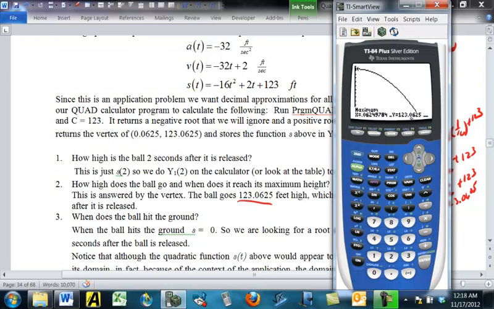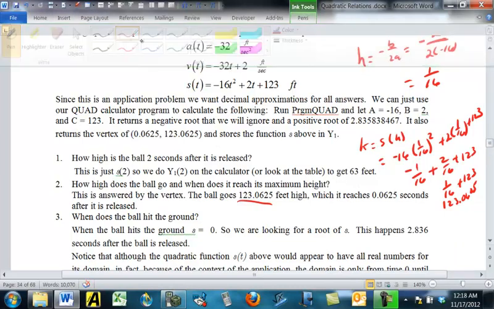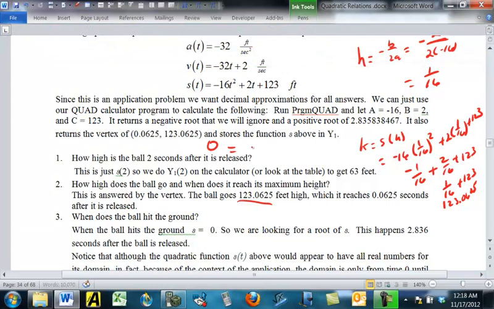When does it hit the ground? Well, what do you know about when it hits the ground? Well, when it hits the ground, you know the velocity is not 0. Some students will say, well, the velocity is 0. No, it's definitely not. Think about this. If you were laying down out there and somebody drops something on you, it's not stationary when it hits you. It's moving. But what is 0 is the height. So you take 0 equals negative 16t squared plus 2t plus 123, and we're going to solve that.